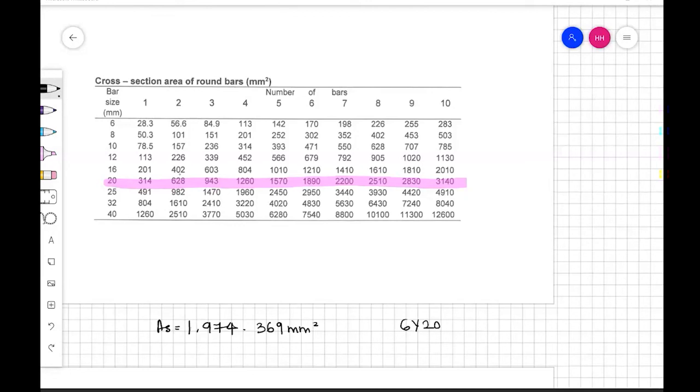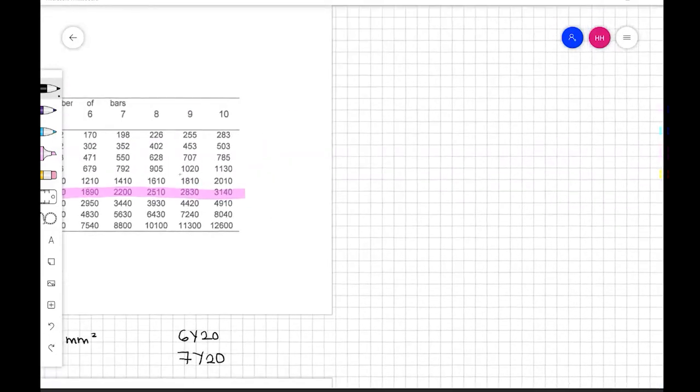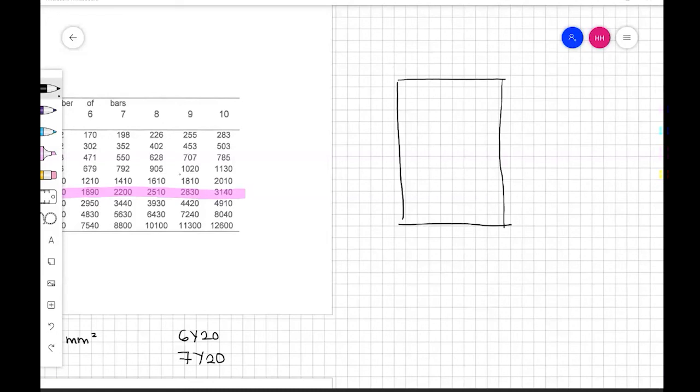Okay, Awangku Izzat kata 2200, 7 number of bar. So, Awang Izzat kata 7Y20. And Vivian also kata 7Y20. Okay, if let's say you pakai 7Y20, ni I bagi situation sajalah. How you going to arrange that 7 number of bar, you nak arrange dia macam mana? Okay, you nak arrange dia 1, 2, 3, 4, 5, 6, 7.